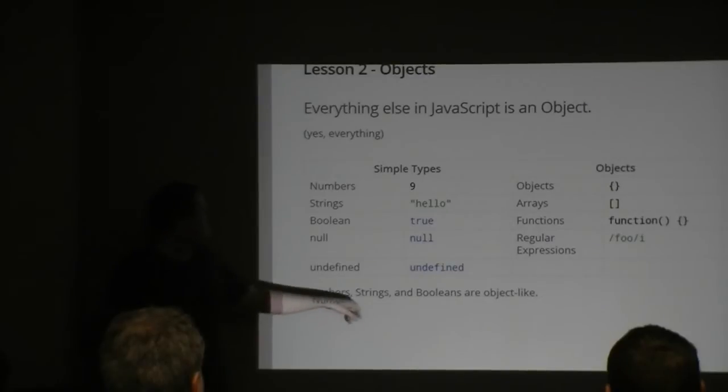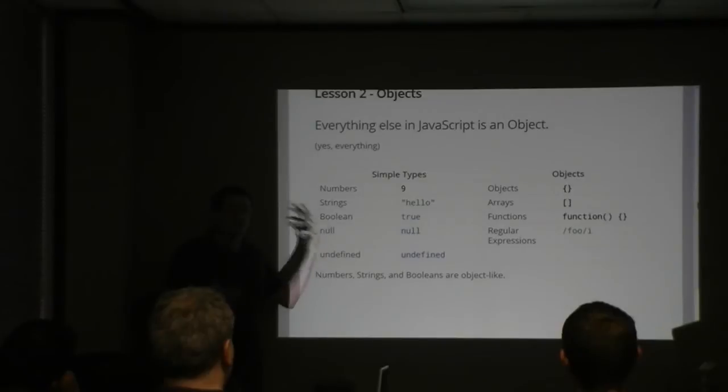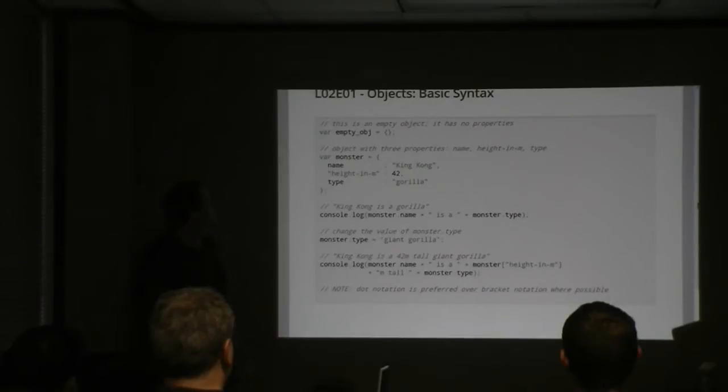Numbers, strings, and booleans are object-like, in that they have properties and methods. Remember on the string slide, we had a length property and a method, but they're not technically objects, they just act like objects. The string even has a prototype you can modify, and we'll cover that later. So on to objects.